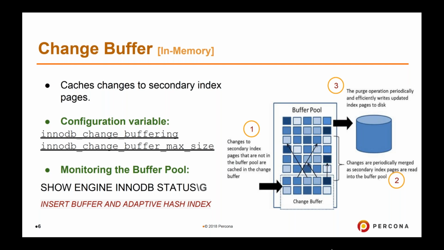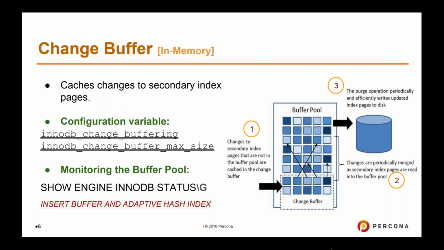Whenever there are changes in secondary indexes, the change buffer will keep those changes. And whenever that particular data is accessed and fetched into memory next time, it will merge those secondary index changes into that data. That's how it's merging those changes in a batch periodically, and that's how we are again avoiding random writes on disk. So that's the benefit of having the change buffer.